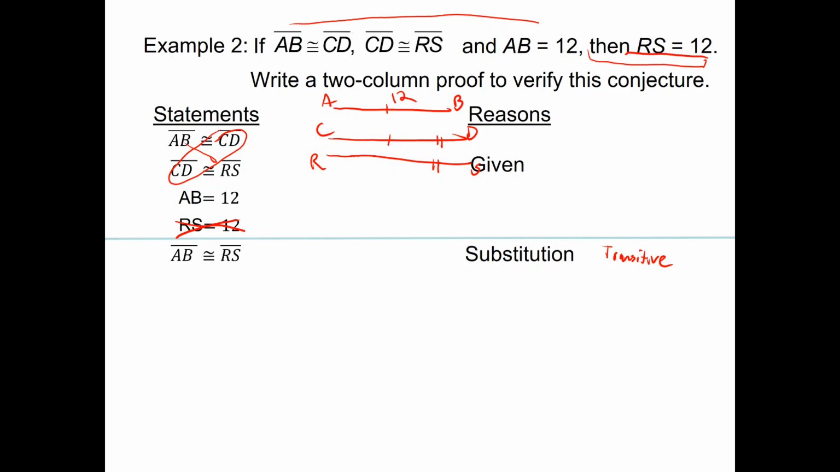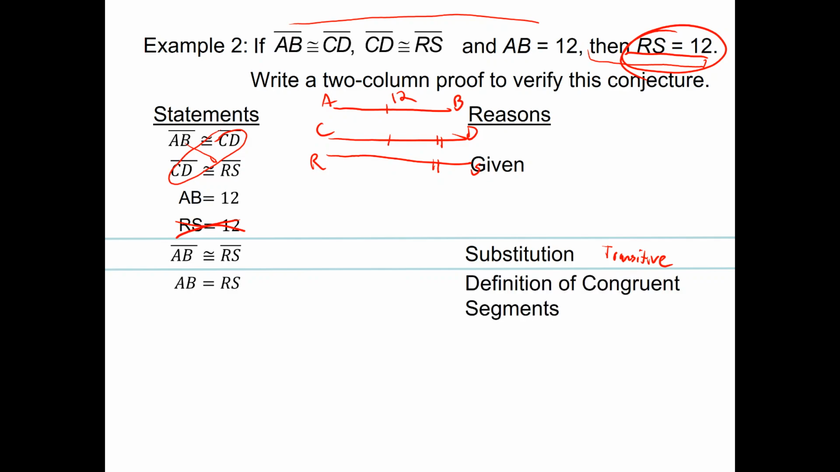Okay. Now from there, since AB is congruent to RS, I need to somehow get to the fact that these segment lengths are equal, because this over here has to do with length. Now, I've got to figure out a way of converting from segment congruency to segment length. The way that I do that is by, first off, copying down the congruency statement, but this time without the bars and without the symbols and without the squiggle to make it congruent. Now, the reason I'm allowed to do that is because of the definition of congruent segments. Congruent segments have equal measures, so I'm allowed to make that conversion.